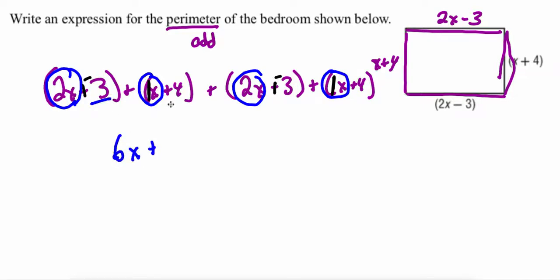Now I have a negative 3 plus 4. Negative 3 plus 4 is positive 1. Plus a negative 3. 1 plus negative 3 is negative 2. When they have different signs, you subtract and take the sign of the higher number. And then negative 2 plus positive 4 gives me a positive 2. So my expression for the perimeter of this is 6x plus 2. It's combining together the expressions for each of the different sides and then combining those pieces to get our total.